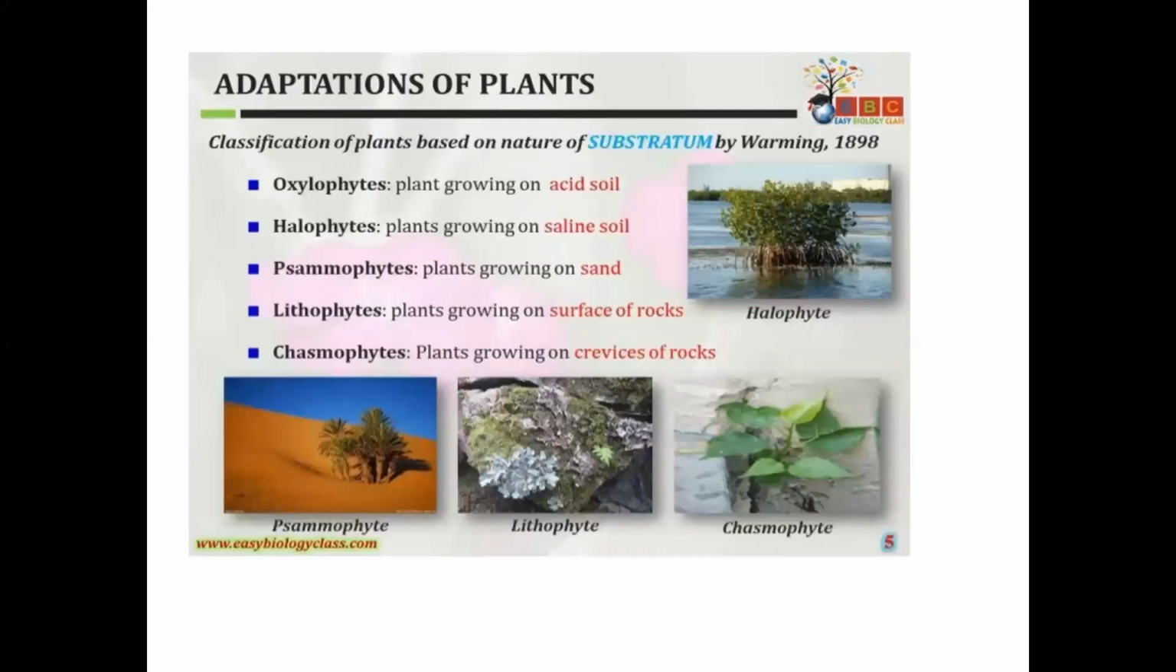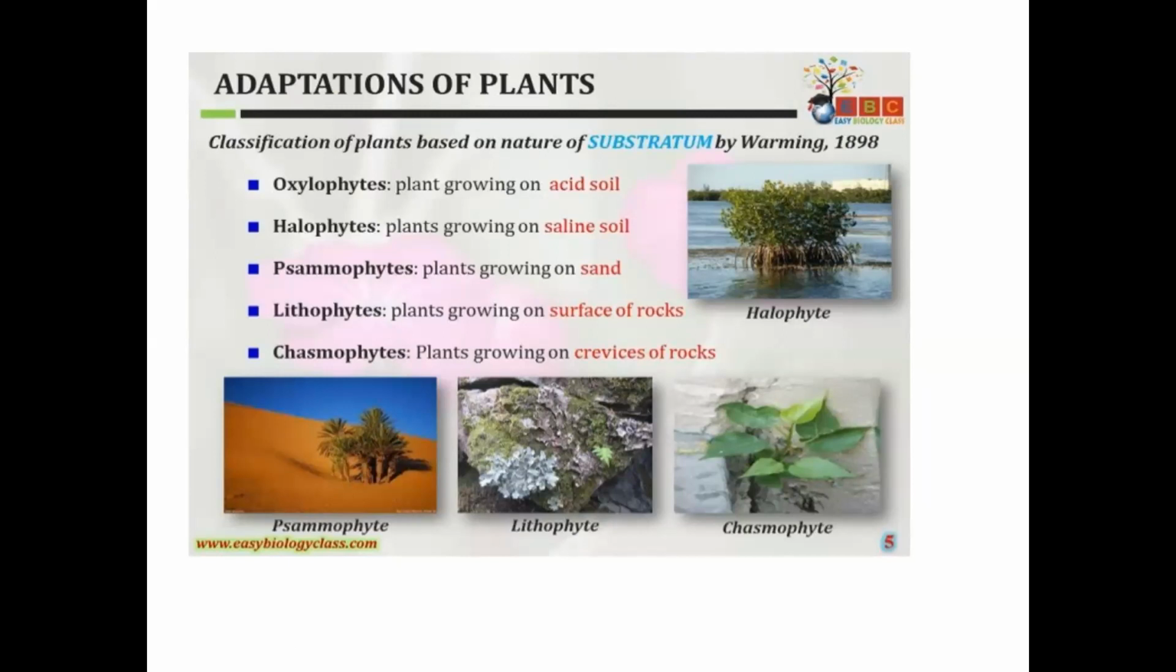Here, first of all, the plants are classified into different types by Warming. Based on the nature of the substratum, Warming in 1898 classified them into different types. That is, the plants growing in different areas are classified based on the nature of the substrate.